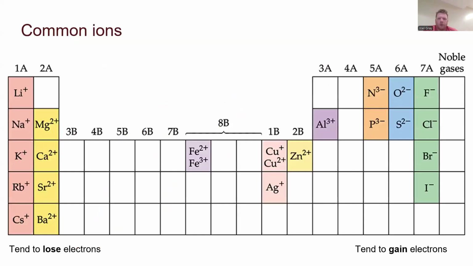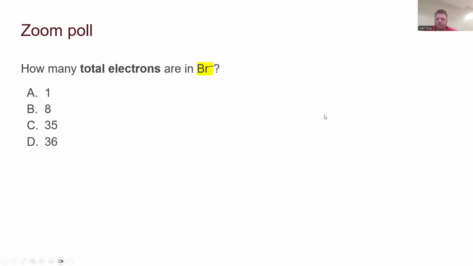Oh, okay, and now next question. Right, just a second. Okay, here we go. How many total electrons are in Br minus?